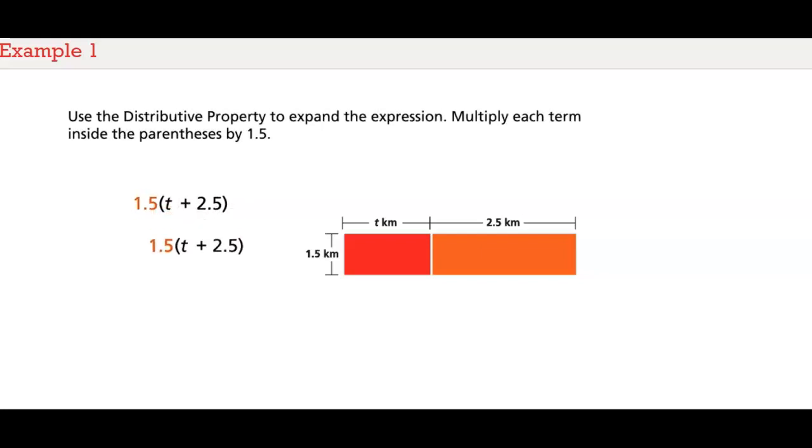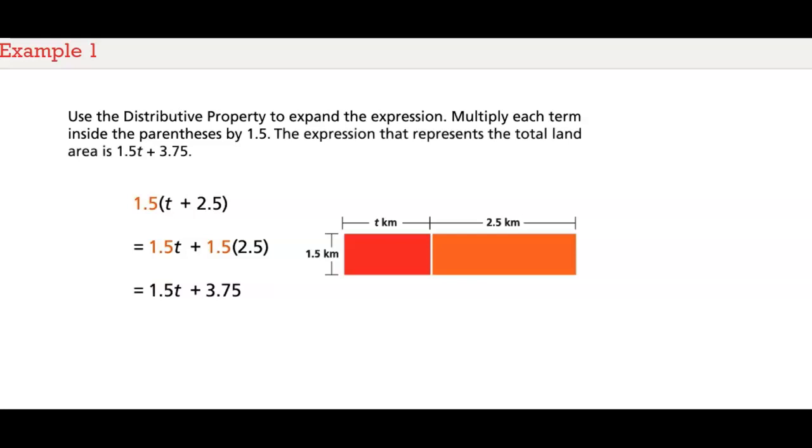We can use the distributive property to expand the expression by multiplying each term inside the parentheses by 1 5/10, and further simplify the second term. The expression that represents the total land area is 1 5/10 times t, plus 3 75/100. Since we used properties of operations to expand the expression, the two expressions are equivalent. Both represent the total land area in square kilometers.